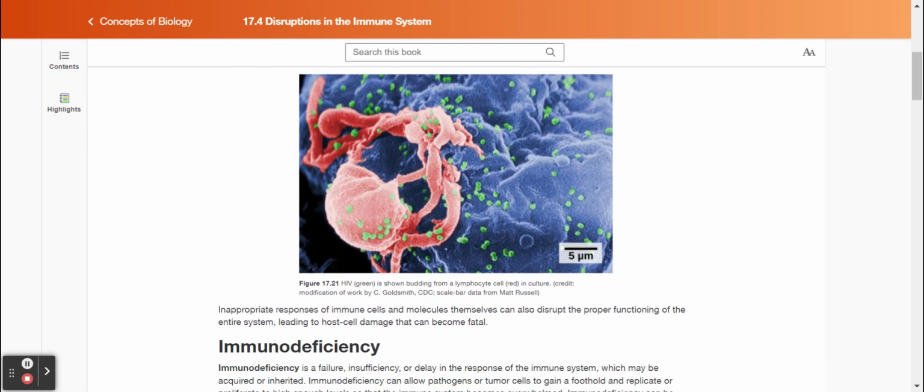Figure 17.21. HIV, shown in green, is shown budding from a lymphocyte cell, shown in red, in culture. Inappropriate responses of immune cells and molecules themselves can also disrupt the proper functioning of the entire system, leading to host cell damage that can become fatal.